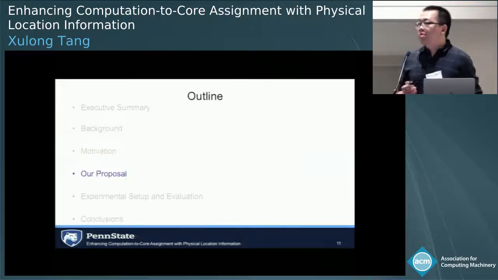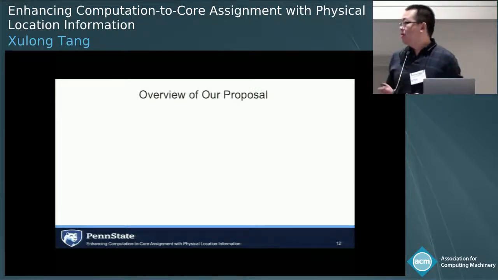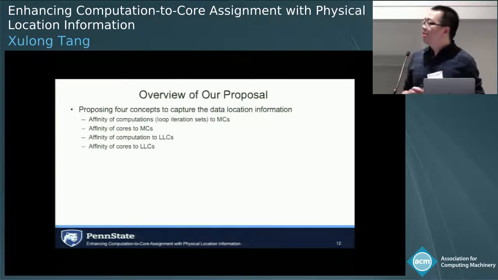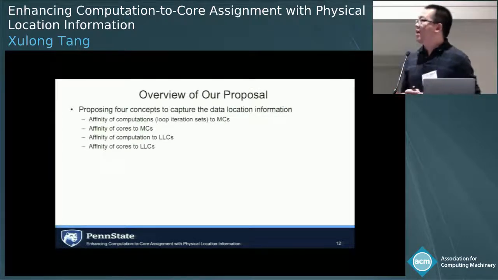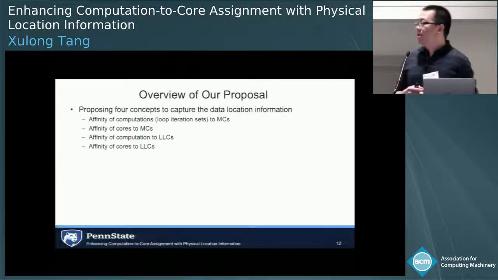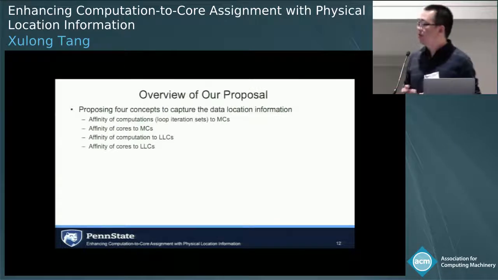To answer these three questions, I will first give a high-level overview of our proposal. The first question: what kind of data location information is needed here? To target this question, we propose four concepts to capture the data location information. They are the affinity of computation to memory controllers, the affinity of cores to memory controllers, the affinity of computation to last level cache banks, and the affinity of cores to the last level cache banks. The computation here is basically loop iteration sets, meaning a bunch of loop iterations.